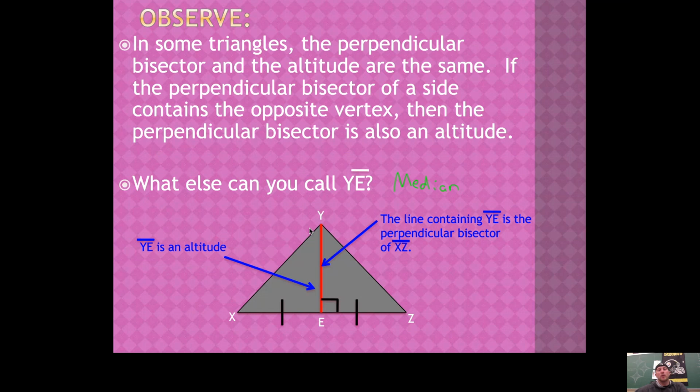So we have three things going on. It could touch a vertex. It could touch a midpoint. It could have a right angle. If it does all three of those things, then it's a perpendicular bisector, it's an altitude, and it's a median, all at the same time. Now, if it does any two of those, then it's going to be one of those things.